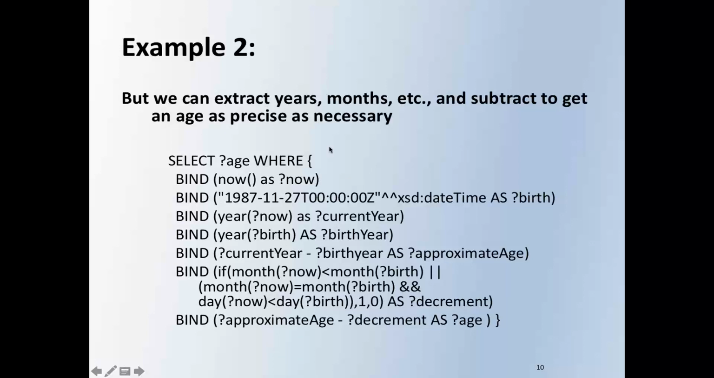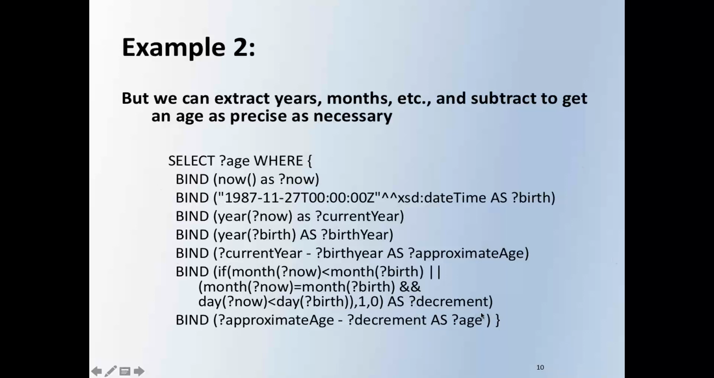You can extract the bits of the date time that we need to do the math. So first bit is pull out the year of right now and the year of the birth date. And the approximate age is just current year minus birth year. And that'll get things exactly right for everybody whose birthday has already happened this year. But it's not quite right for people whose birthday hasn't happened this year. So this condition right here, this big messy thing, is basically saying if someone's birthday hasn't happened yet this year, then subtract 1 from their approximate age to get the right answer, otherwise subtract 0.